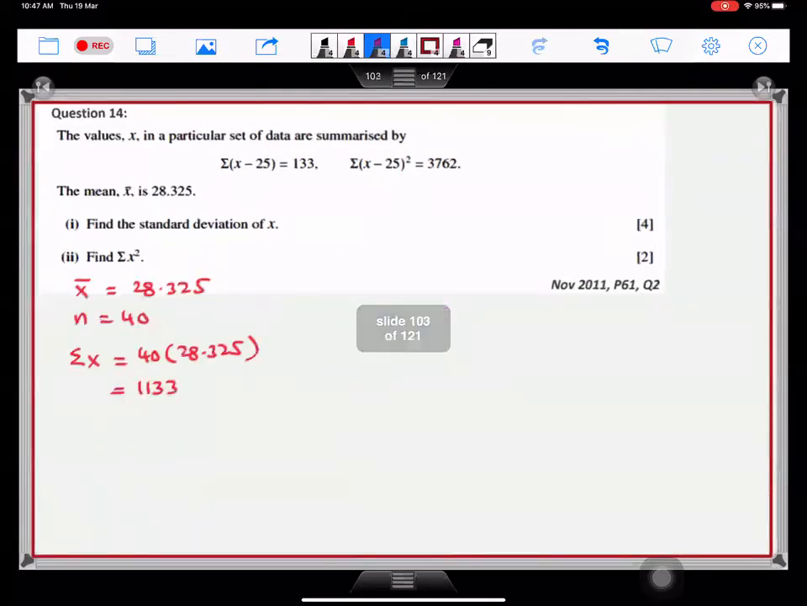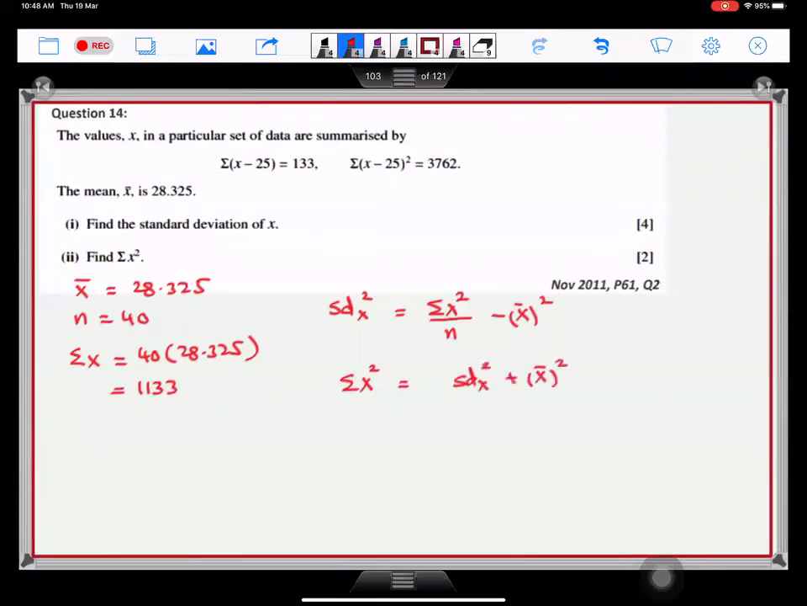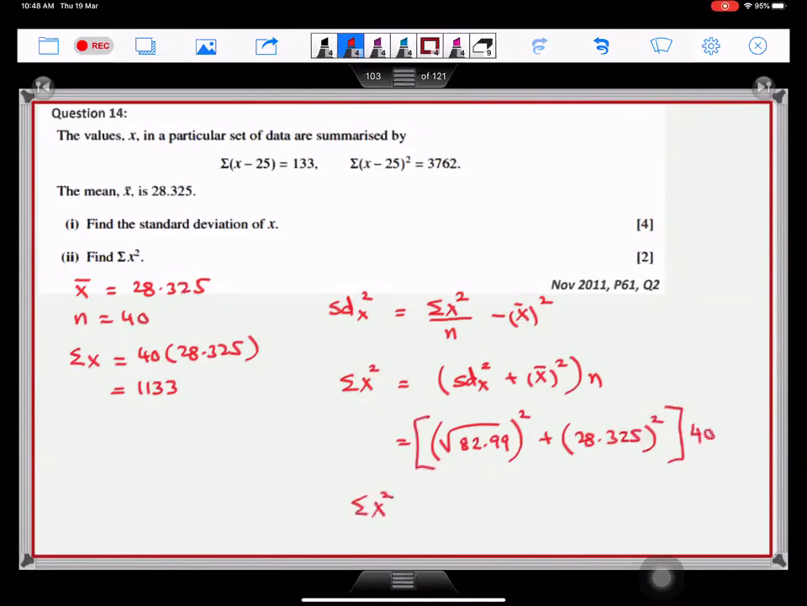So when the working starts, SD of x square is sigma x square over n minus x bar square. The same calculation over and over again. Sigma x square is SD x square plus x bar square, bracket closed, multiplied by n. That is the square root of 82.99 square, and this is x bar, which is 28.325 square, bracket closed. Don't forget to multiply by 40. That will give us sigma x square.